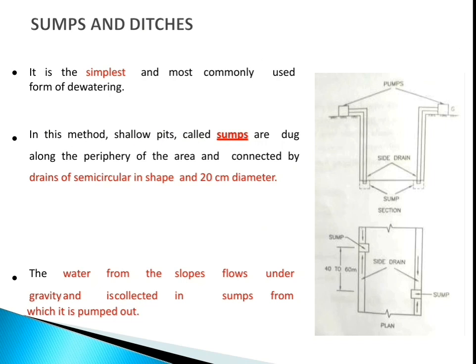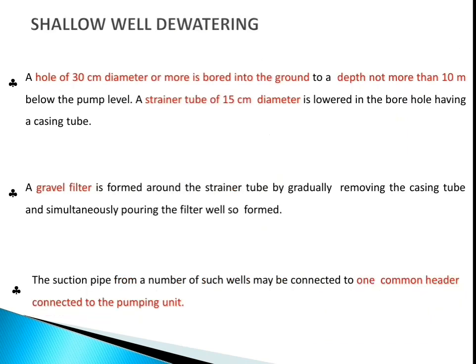In this method, shallow pits called sumps are dug along the periphery of the area and connected by drains of semicircular shape and 20 cm diameter. The water from the slope flows under gravity and is collected in sumps, from which it is pumped out.